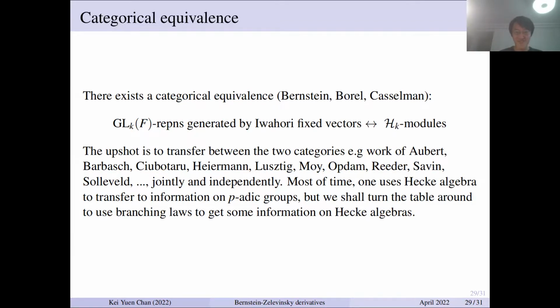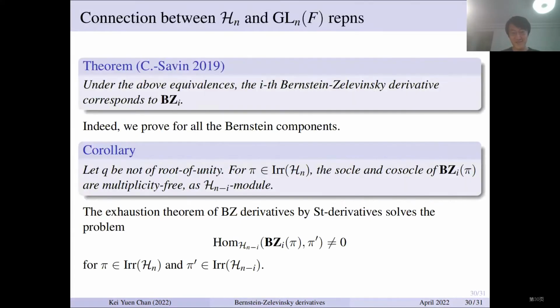But we can also turn the tables around, which is what we are doing here: trying to use the p-adic branching law to get to the Hecke algebra branching law. As I mentioned, the branching law in the p-adic group is not quite the same as for the affine Hecke algebra. It is related, of course, because we try to transfer the information. And this is my last page.